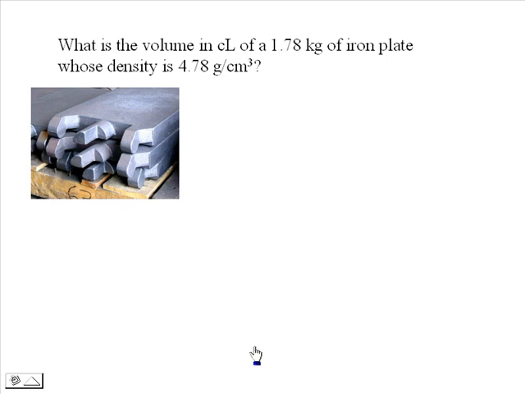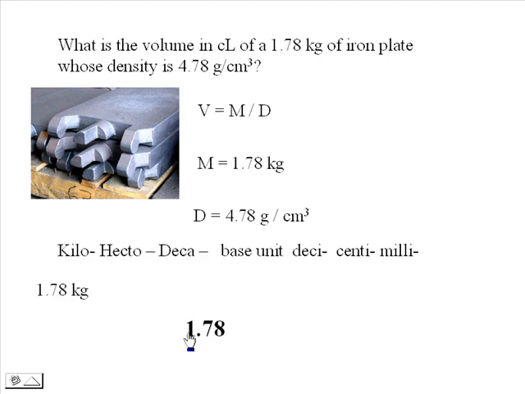This says, what is the volume? Again, I stop reading as soon as I can determine what it's asking me to find, and it's volume. So immediately I will write the equation for volume. Volume is equal to mass divided by density. This means I need to find mass and density. My mass is 1.78 kilograms. That is not a proper unit for density, and we will convert that in just a moment. Density is equal to this value.